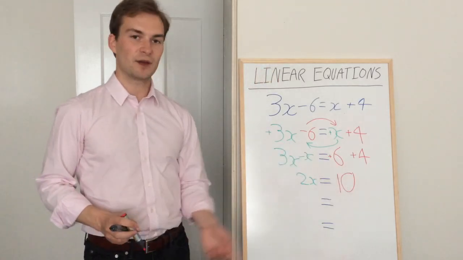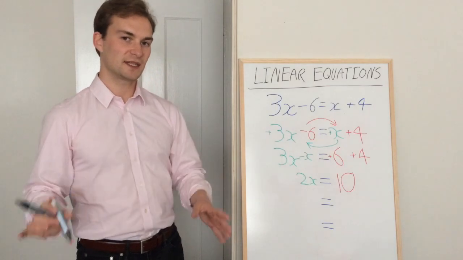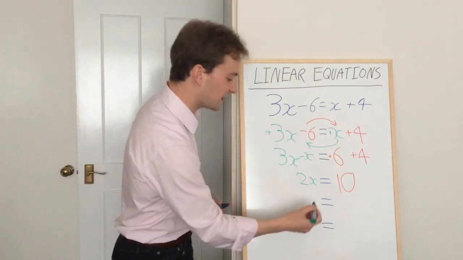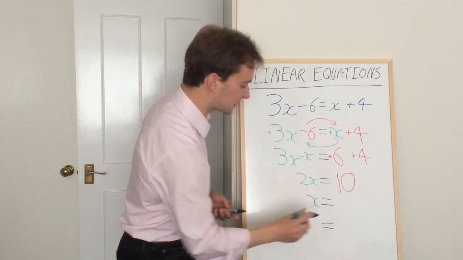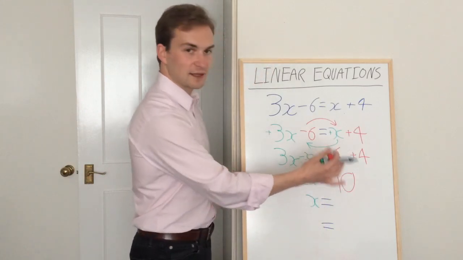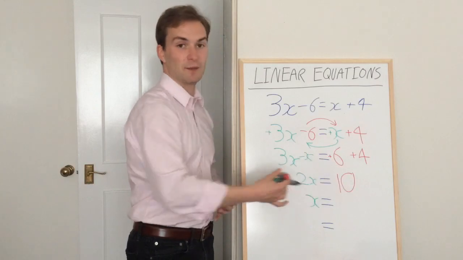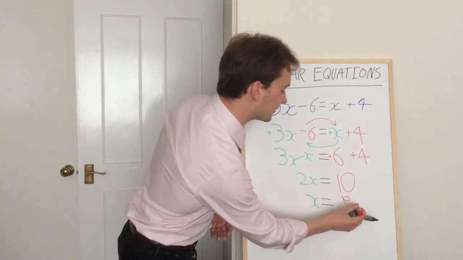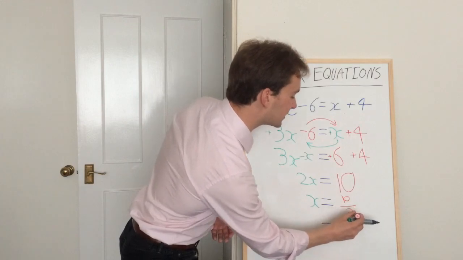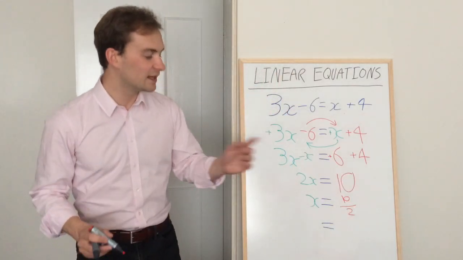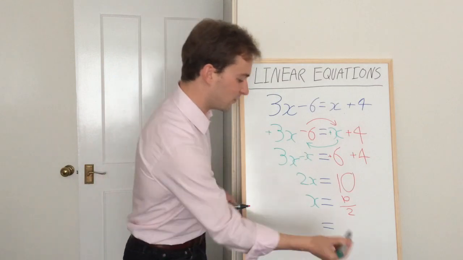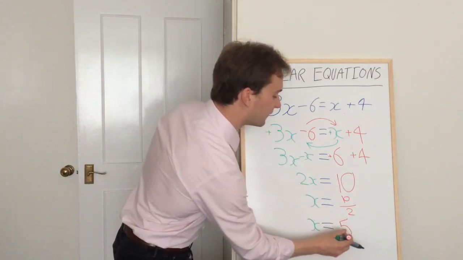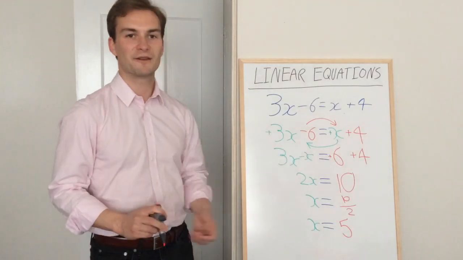Now, we just need to take this 2 away from the x, and therefore we'll have separated x and the numbers entirely, so we have x left just by itself. The simple way to do that, well, x is being multiplied by 2, so the opposite of multiplication, we divide. And then finally, 10 divided by 2 gives our result, 5. So x equals 5.